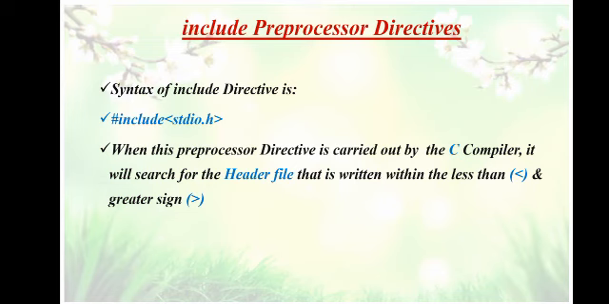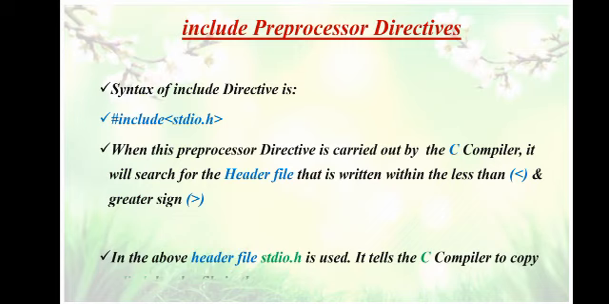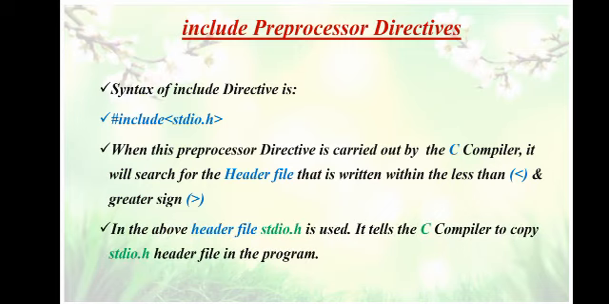stdio.h stands for standard input output functions. STD stands for standard, I stands for input, O stands for output, and .h is the extension of the header file. In the above example, stdio.h is used. It tells the C compiler to copy the standard input output functions header file into the program, so whatever input and output functions are present in the C program are available.